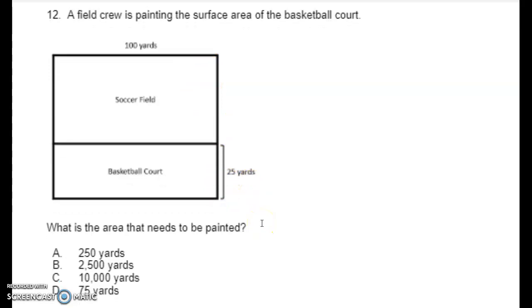Number 12. A field crew is painting the surface area of a basketball court. We can see in this picture here we have a soccer field and a basketball court with measurements along the side of each. What is the area that needs to be painted? A, 250 yards. B, 2,500 yards. C, 10,000 yards. D, 75 yards.